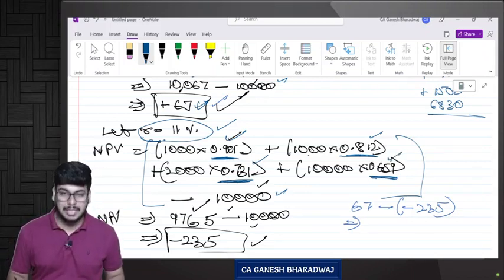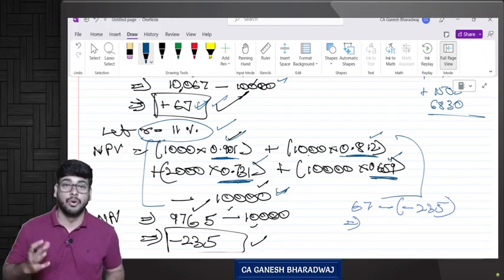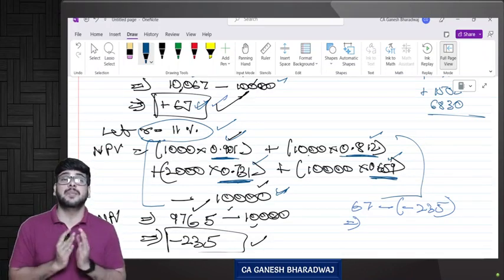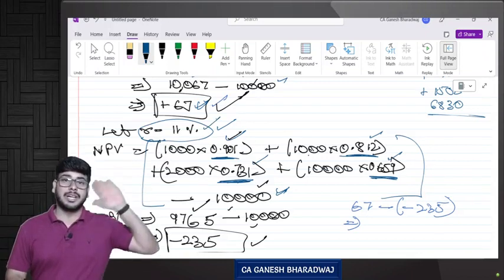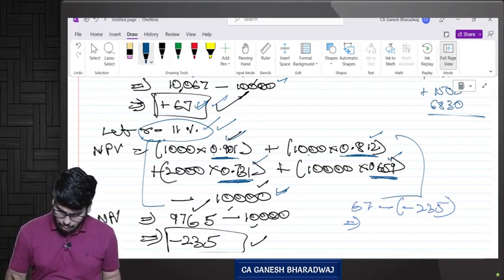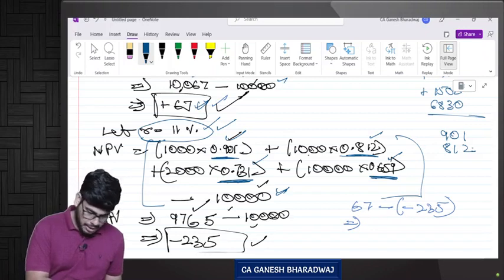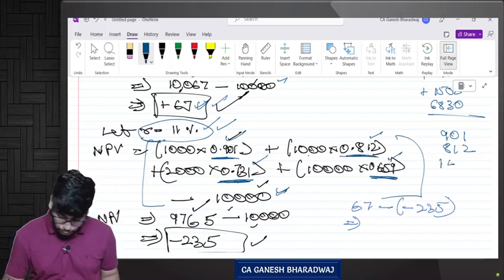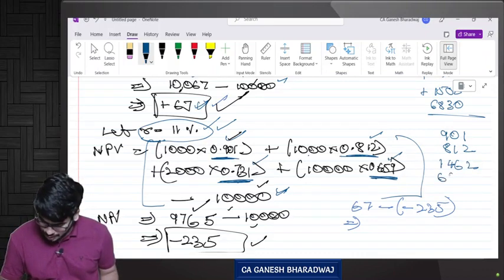Yes, this is the present value of cash inflows minus 10,000 rupees, which is your present value of cash outflow. Let us pray that your final NPV is 0. Correct? If your final NPV becomes 0, then our IRR required rate is only 11%. Fine. So now let us see. How much do we get? So 1000 into 0.901 is going to be 901, plus 1000 into 0.812 is going to be 812, 2000 into 0.731 is going to be 1462, and then 10,000 into 0.659 is going to be 6590.